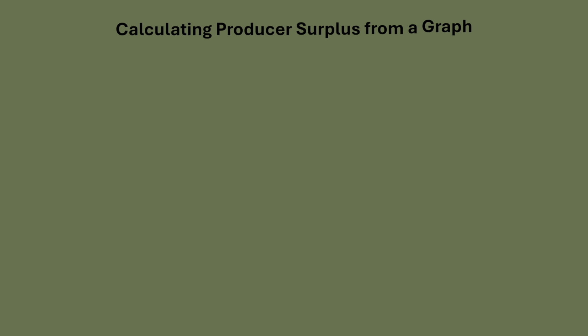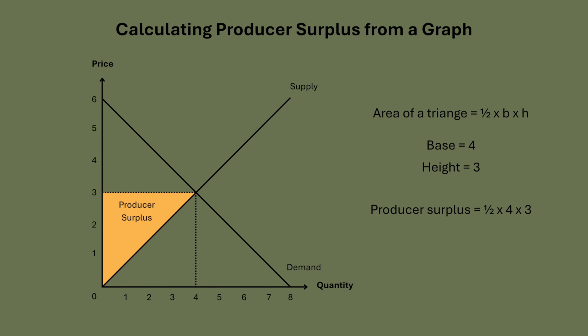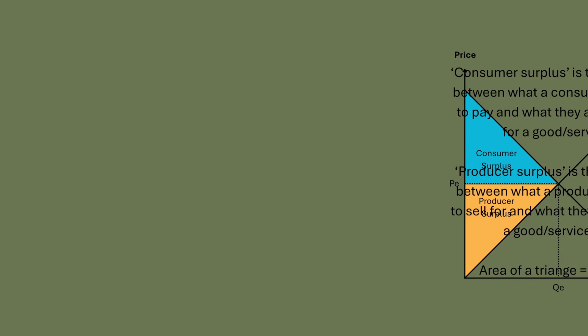Same story here, it's just a triangle, so we use our formula to find the area of the triangle. In this case, the base, how far out it goes along the quantity axis, is 4. And the height, how far up it goes on the price axis, is 3. So half times 4 times 3 equals $6. So the total producer surplus is $6. Each of those 4 Moro bars that get sold adds up to a surplus for the producer with the value of $6.